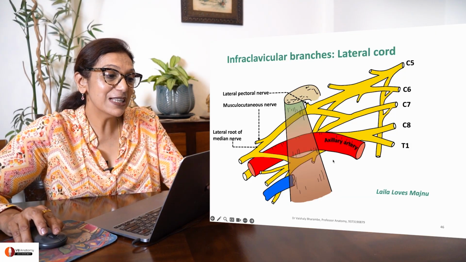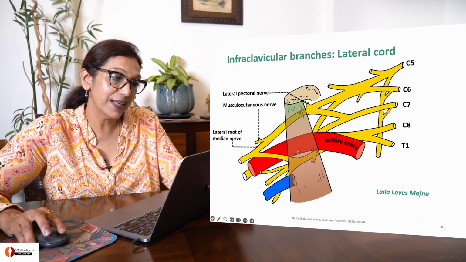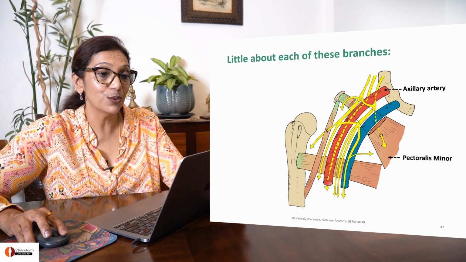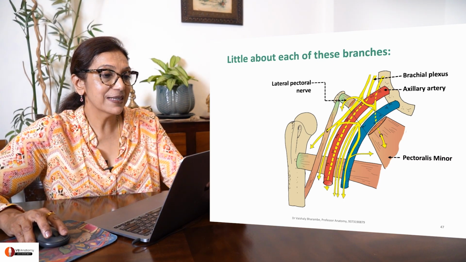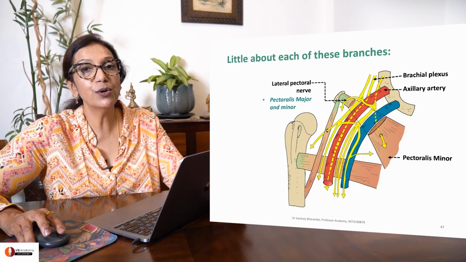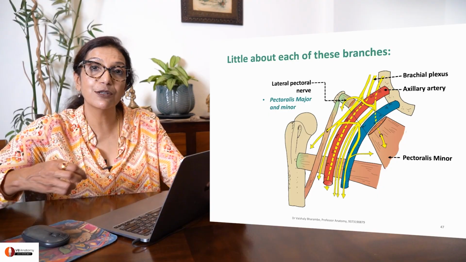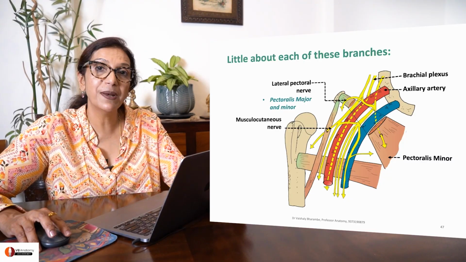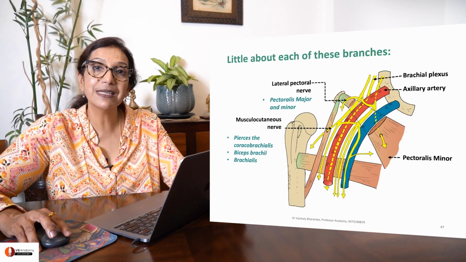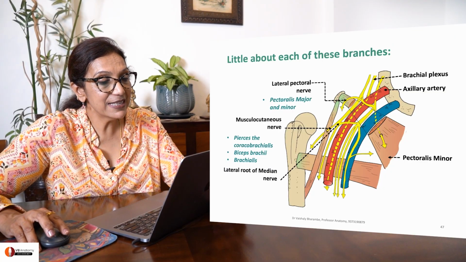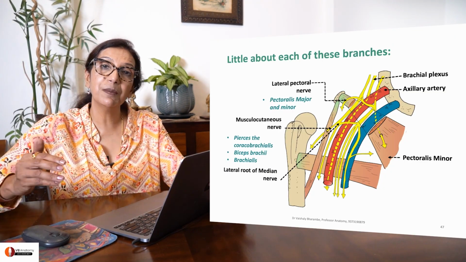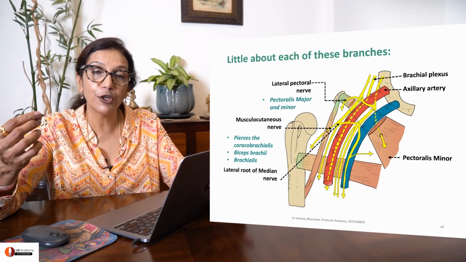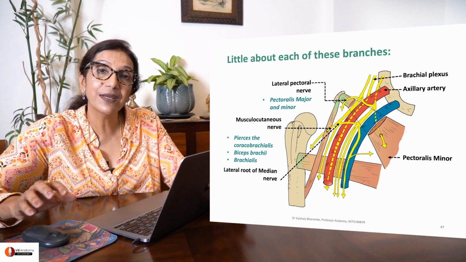Okay, so branches of lateral cord: lateral pectoral nerve, musculocutaneous nerve, lateral root of median nerve. A little bit about these branches you must know. So this is the brachial plexus, this is the lateral pectoral nerve, which goes on to supply the pectoralis major and minor muscles of your chest wall. This is the musculocutaneous nerve, which pierces the coracobrachialis muscle and goes on to supply biceps brachii and brachialis. And this is your lateral root of median, which meets with the medial root of median to form a very important nerve of your upper limb, the median nerve, a very big nerve. Okay, we'll be discussing a lot about it in some other lecture.